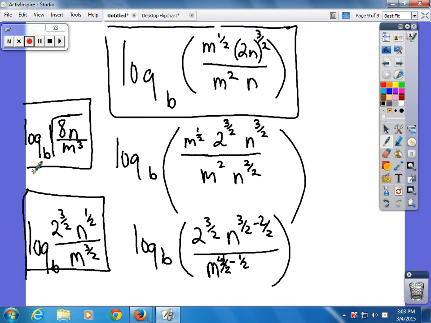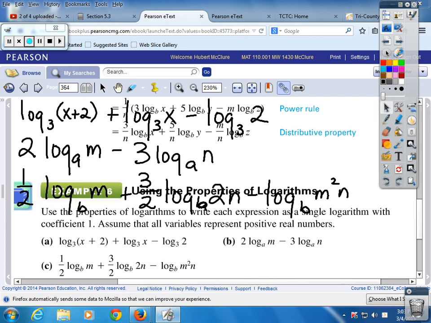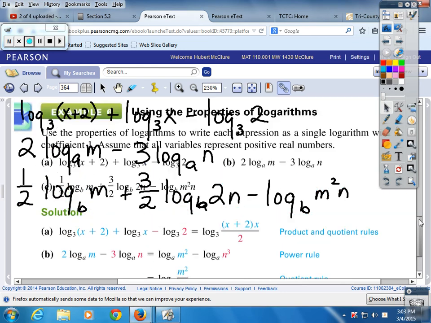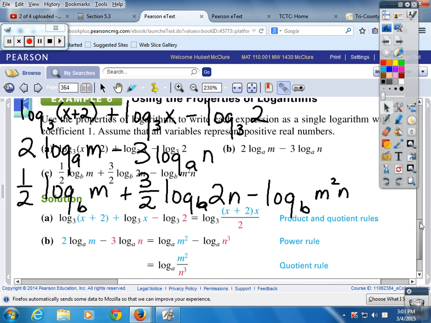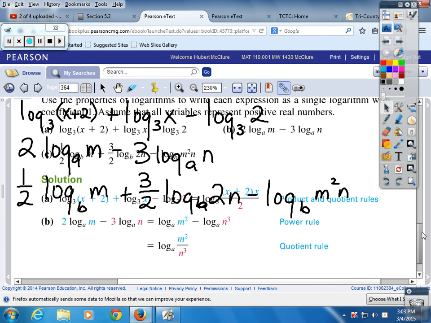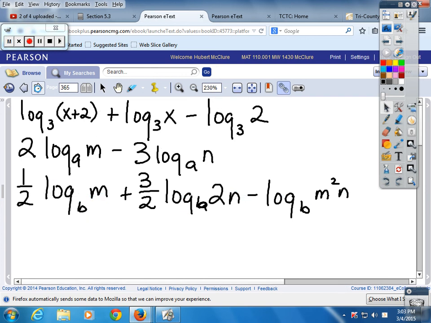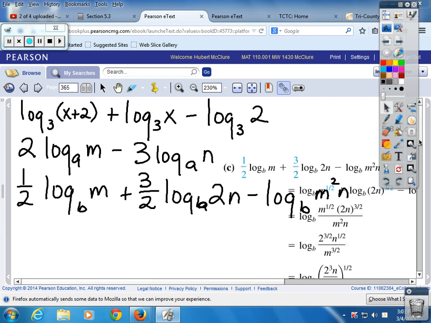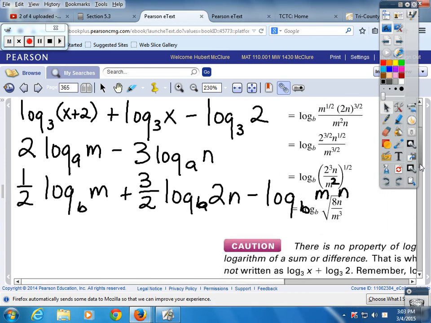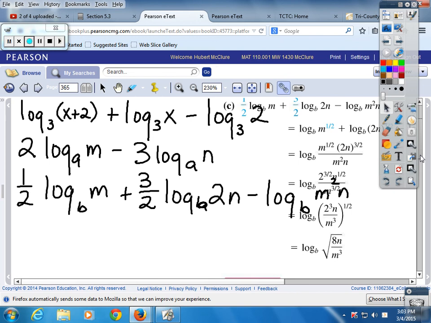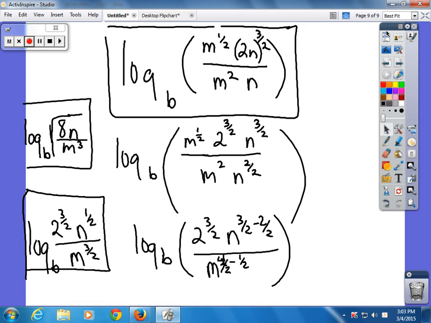Let's see what it does. Oh, C's on the next page. Is that C? Yeah. So that is the last one. Log base b of the square root of 8n over m to the 3rd.